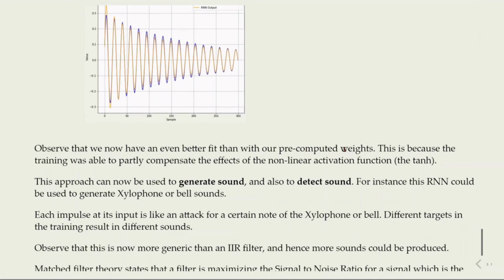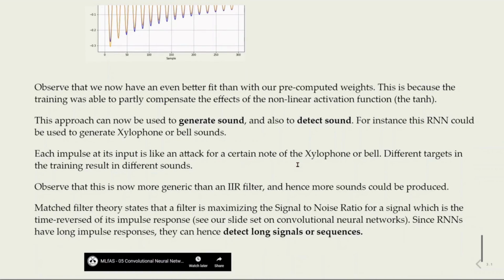And this approach can now be used to generate sounds and also to detect sounds. So for instance, this RNN could be used to generate xylophone or bell sounds. Each impulse at its input is like an attack for a certain note of the xylophone or bell, and different targets in the training result in different sounds. Observe that this is now more generic than an IIR filter, and hence more sounds could be produced.